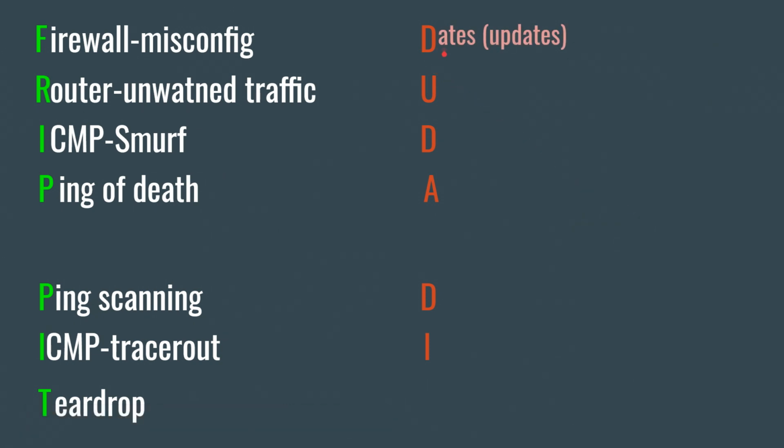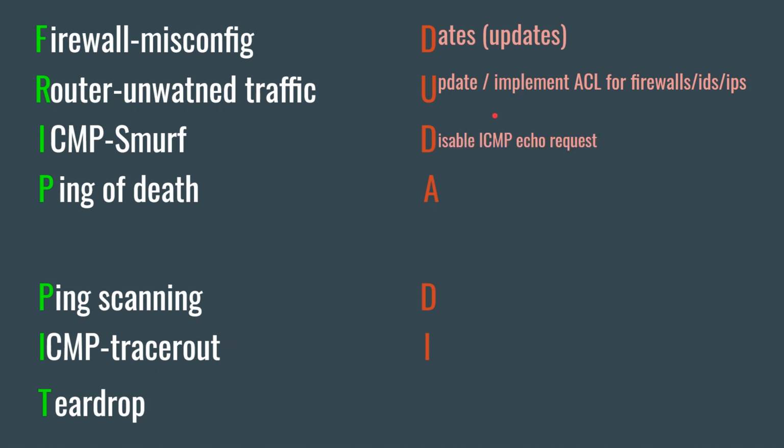Your D over here for dude a did is going to be updates. These are your countermeasures over here. So you want updates, and then also updates, but it's going to be a different one here. The U is for the update, or implement ACL for firewalls, IDS. This next D is going to be for disable the ICMP echo request.